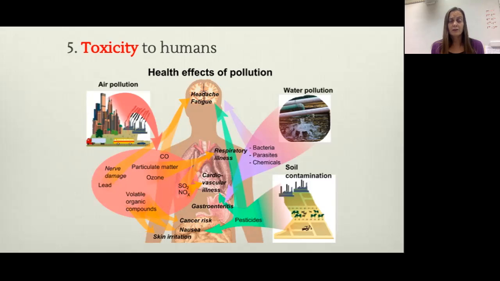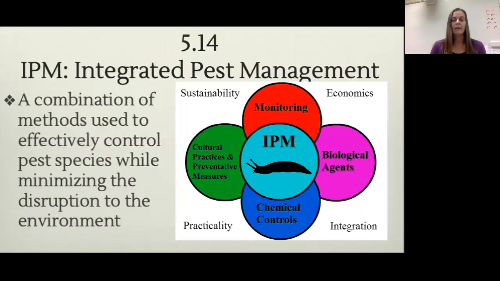So what's the alternative? We don't want to give up on farming. We need food. So how can we address this in a more sustainable way and in a way that causes less damage to the environment? And so that's where we start to talk about this idea of integrated pest management. So integrated pest management combines several different methods to effectively control our pest species, but at the same time, minimize the disruption to the environment.